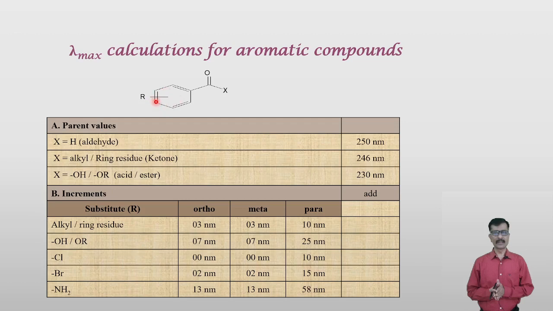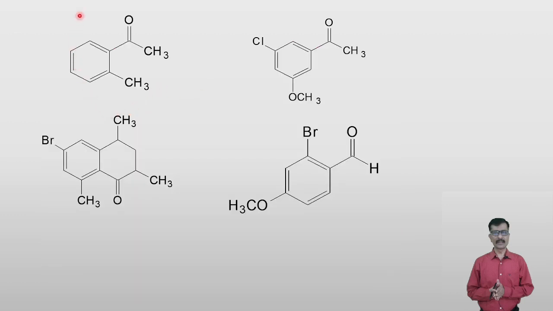Now what we have to check is whether there are substituents like alkyl group or ring residue, or OH or OR, or chlorine or bromine or amino. And whether these substitutions are at ortho, meta or para positions. Accordingly, the values are quoted in this table. So we can add these values according to the substituent and it will give the lambda max value of the given compound. Look here, yes, it is an aromatic one.